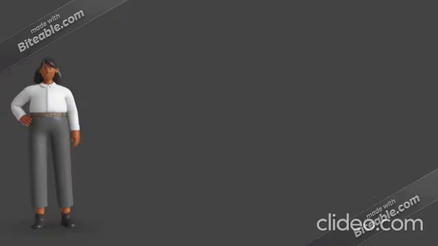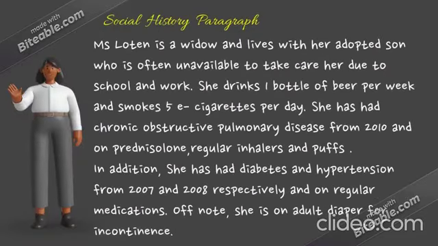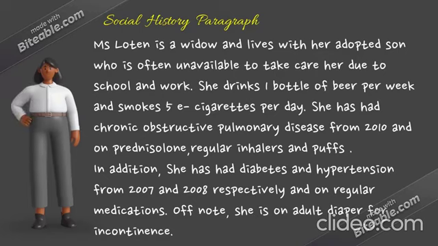Next, we will move to the social paragraph. Miss Lawton is a widow and lives with her adopted son, who is often unavailable to take care of her due to school and work. These all are personal histories. She drinks 1 bottle of beer. I told you, when I read the question, only what she is presently drinking and what she smokes is needed. So she drinks 1 bottle of beer per week and smokes 5 e-cigarettes per day.